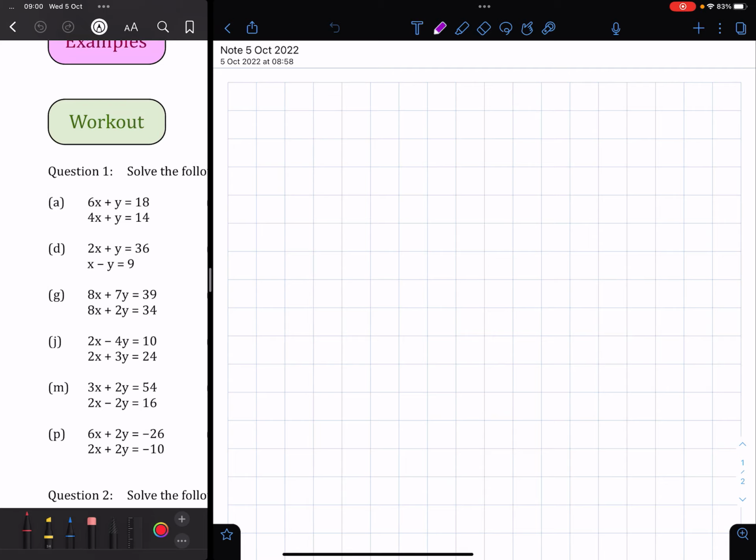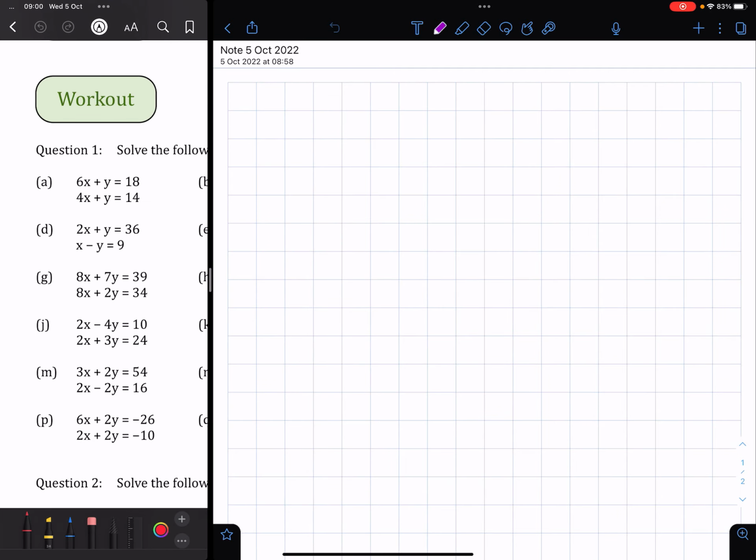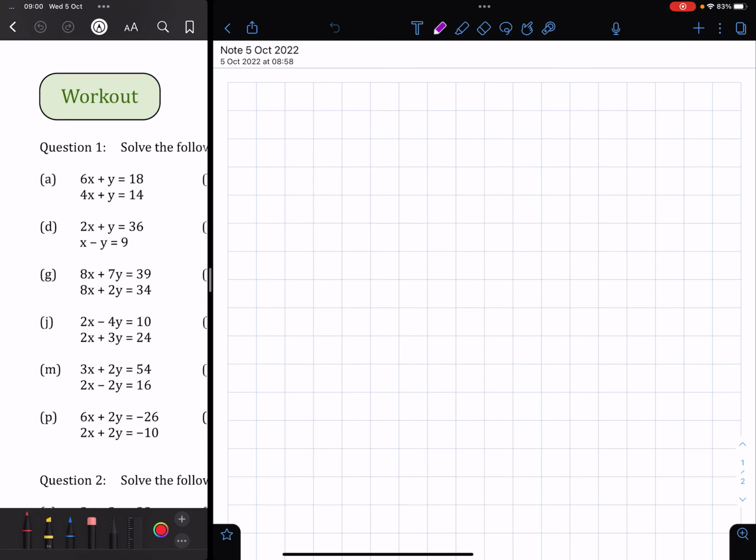Okay, so first question, we are looking to solve this simultaneous equation. I'm talking about question 1a on the left. It is question 1a: 6x plus y equals 18 and 4x plus y equals 14. If you remember yesterday, we said we need to first identify which of these variables, x or y, we have to cancel out, eliminate. So which one? So y.